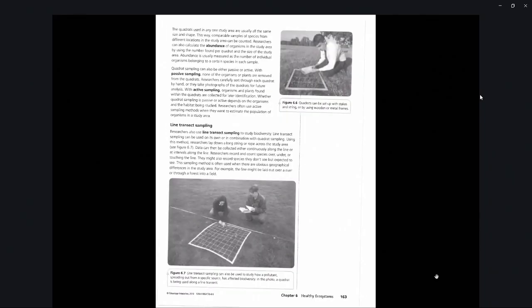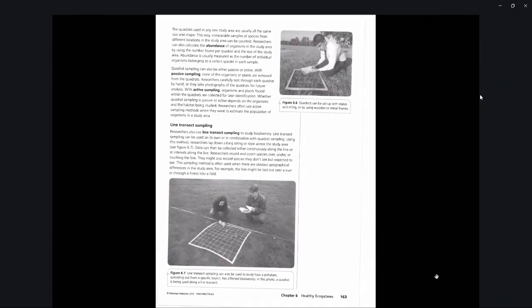Okay, we're on page 163. And we can see at the top right-hand side that there is a quadrant. There it is. It's that rectangular shape with the grid. And so what you would do in each one of those squares is you'd have a look how much grass, plants, if there's plants in there, animals, what you've got in the soil. Perhaps you would dig down into the soil.